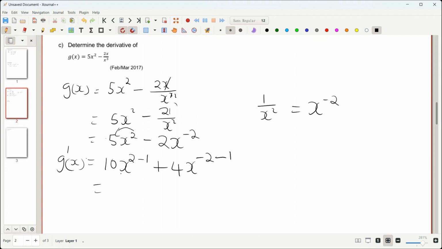The next step is just to simplify. So we have 10x, 2 minus 1, so it's to the power 1.